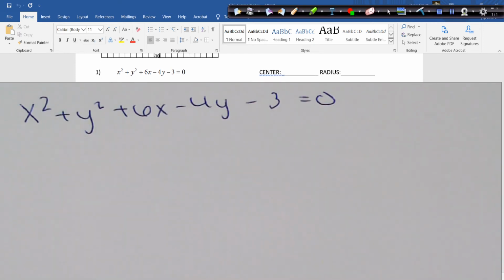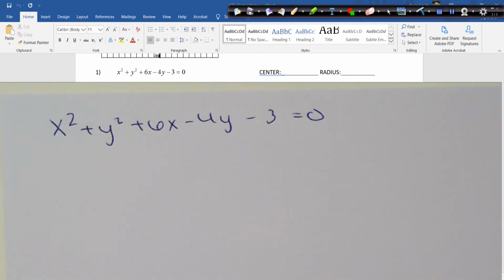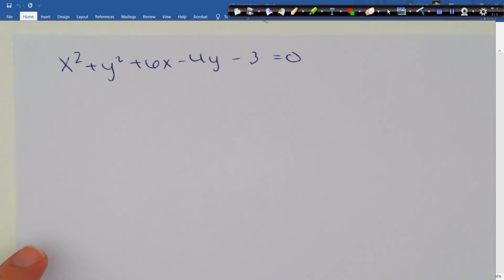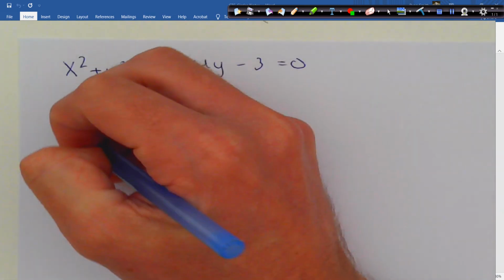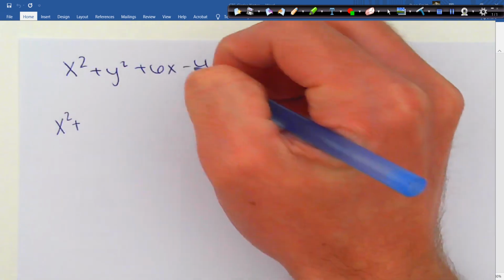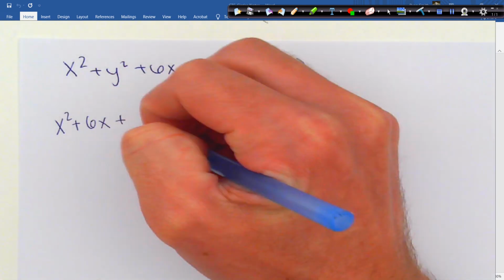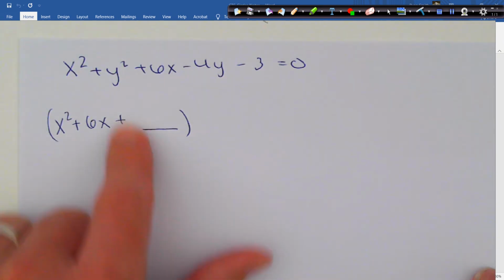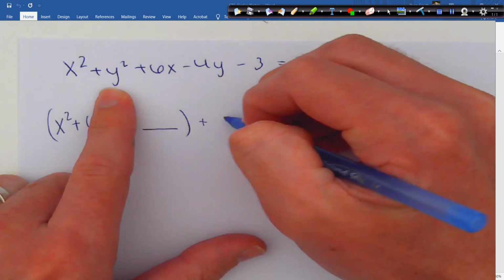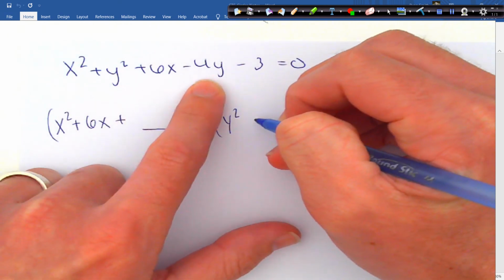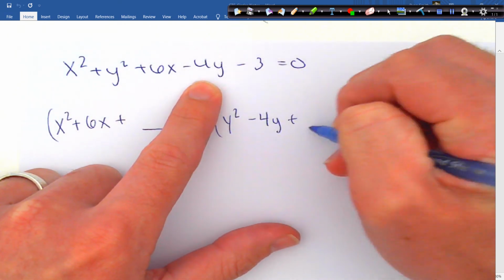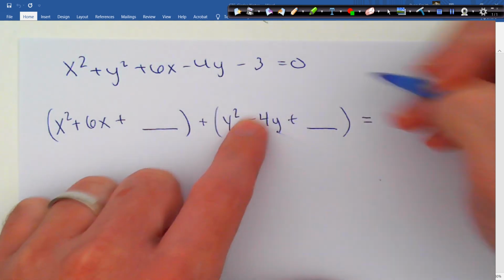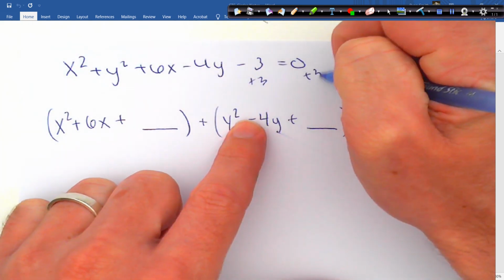Okay, so here I have the equation, and we're going to start to solve it. First things first, we want to reorganize this. We're going to put the x's with the x's. So we get x squared plus 6x plus, we're going to leave that space. So that's the first trinomial we're going to take care of. Then we want to deal with the y's. We're going to do plus y squared minus 4y plus blank. And then we're going to set this equal to, and we have that negative 3, so we're going to add the 3 over. So we should have 3 over here.